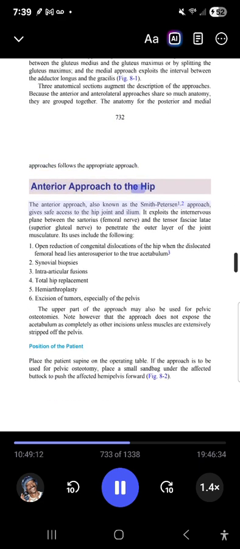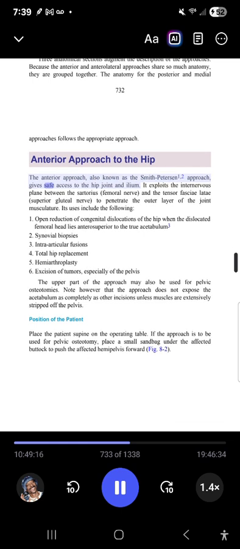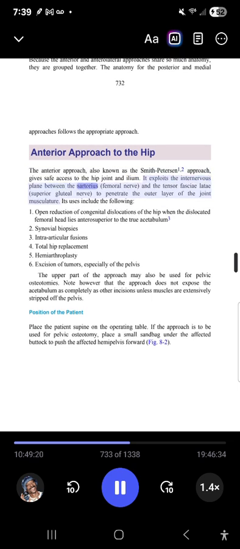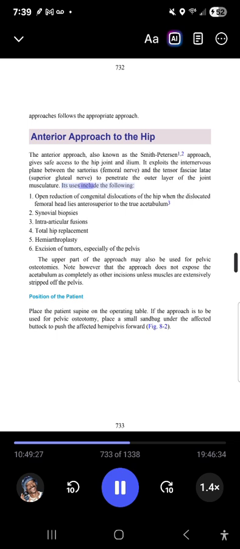Anterior approach to the hip. The anterior approach, also known as the Smith-Petersen approach, gives safe access to the hip joint and ilium. It exploits the internervous plane between the sartorius, supplied by the femoral nerve, and the tensor fasciae latae, supplied by the superior gluteal nerve, to penetrate the outer layer of the joint musculature. Its uses include the following.